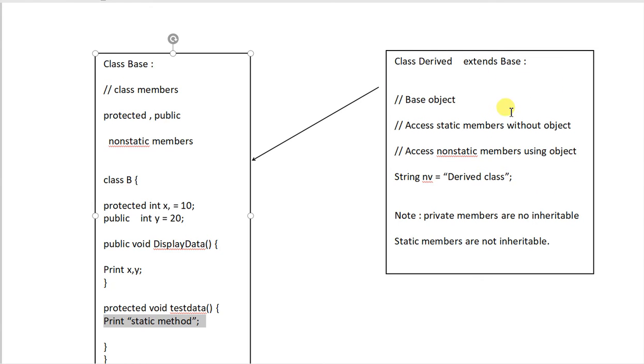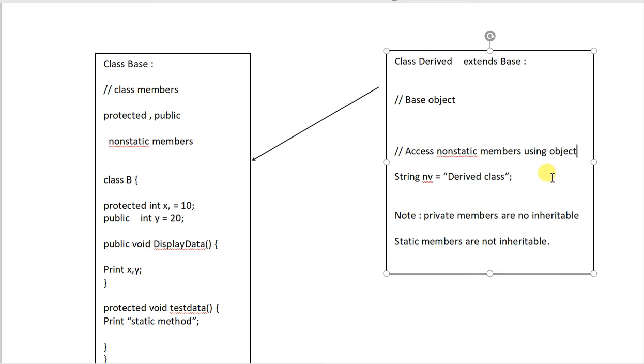So what is the content of the derived class? The derived class can have its own characteristics, and it can also access all the members of the base class. To access all the members of the base class, we need to create the base class object over here by writing Base object equal to new Base. Here we access non-static members using the object. Only non-static members can be inherited. If the member is static, we cannot inherit it.